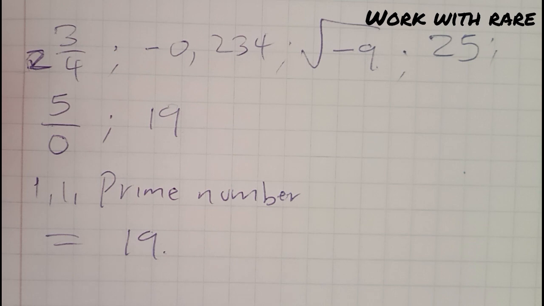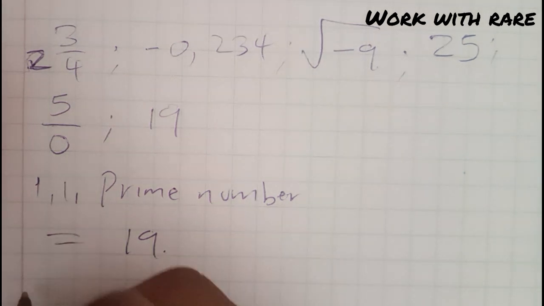Okay? So you should know prime numbers. Prime numbers are 2, 3, 5, 7, 11, 13, 17, 19, 23. You see? So you should know prime numbers.